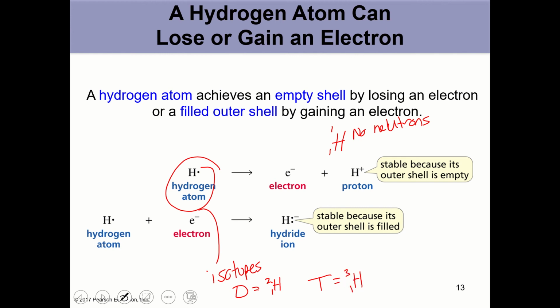So deuterium has how many neutrons? 1 neutron. Tritium has how many neutrons? 2 neutrons. This is the H-bomb form of hydrogen, by the way. Radioactive.